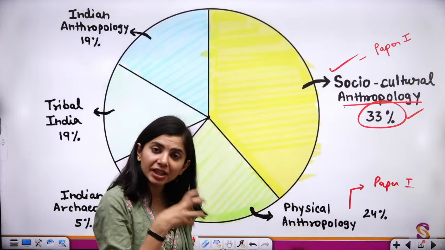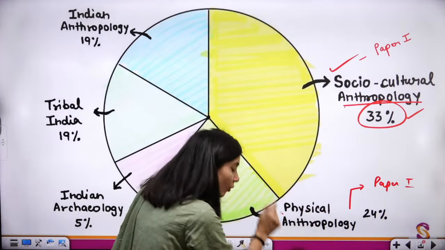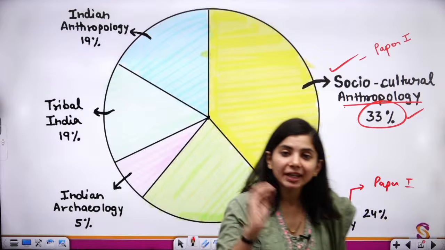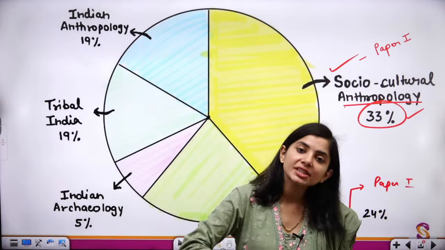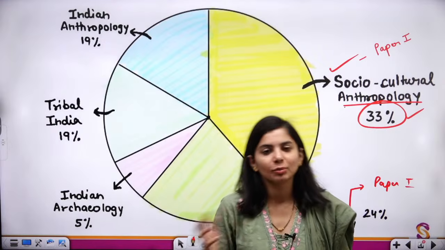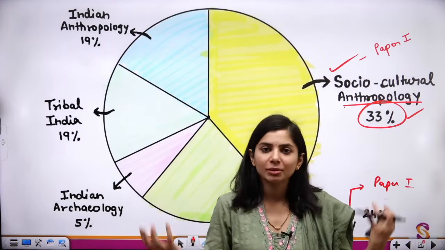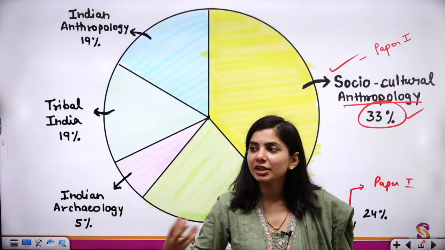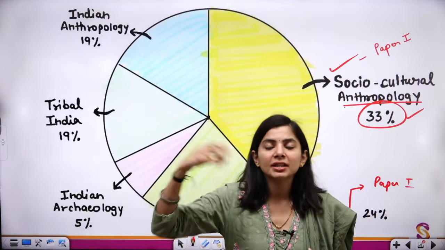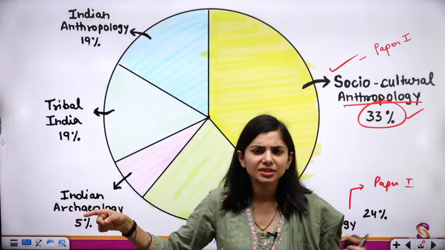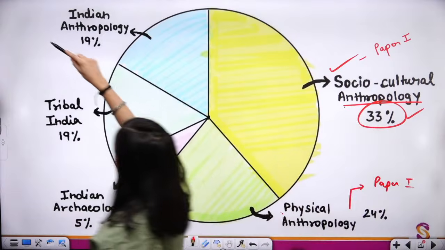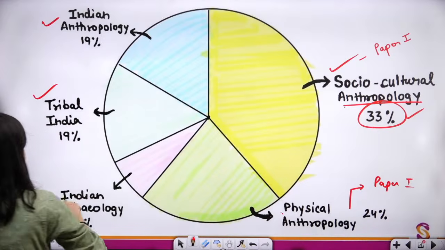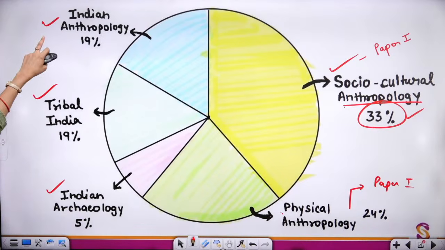This is biological anthropology, and this is the only part because of which many aspirants used to think that anthropology has a biology nature, or that anthropology means science. Anthropology means you have to study so much about human evolution, how the journey went from monkeys to humans, everything like that. Next is Indian anthropology, tribal India, and Indian archaeology.